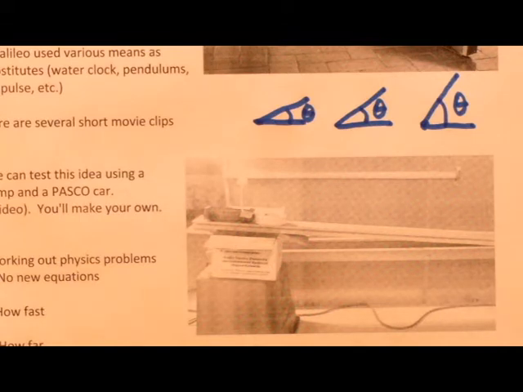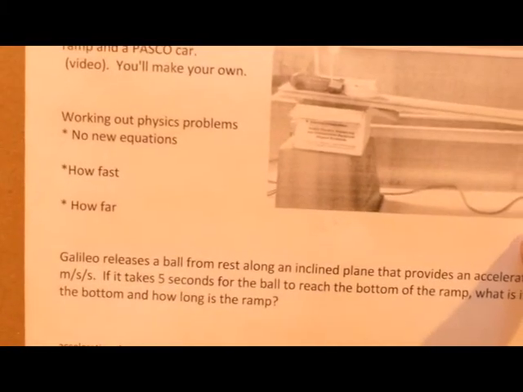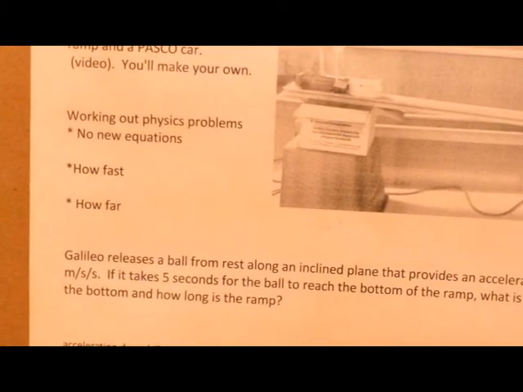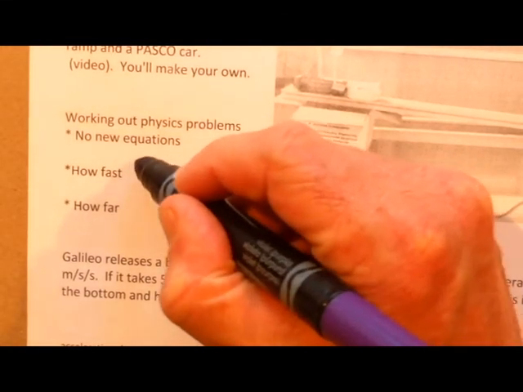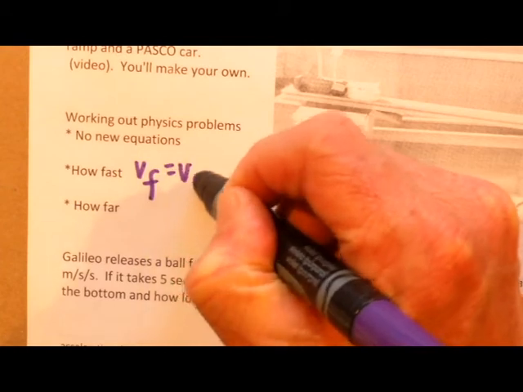Well, there's really no new sorts of equations here. We're just talking about an acceleration. And again, the key thing is that we don't need any motors. To do all this, we can just use the effects of gravity itself. So no new equations. We still have the how fast equation, Vf equals Vi plus At.